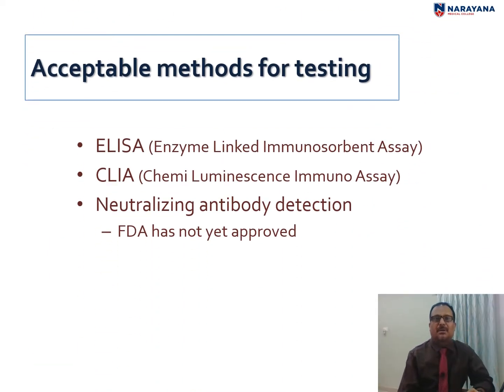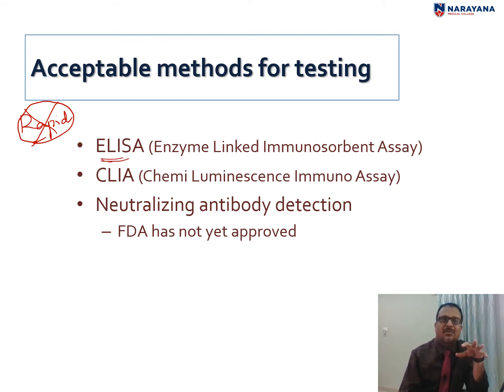Next is acceptable methods for testing. Why I'm talking on this is some people are using rapid methods also. These rapid methods are not to be used to detect COVID-19 antibodies. We have to go only for a quantitative method, that is either the ELISA method or a little more sensitive method, the CLIA, that is the chemiluminescence immunoassay method. And other methods to detect the neutralizing antibodies have not been approved by the FDA in the US.